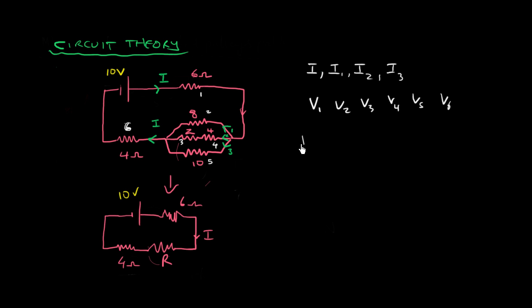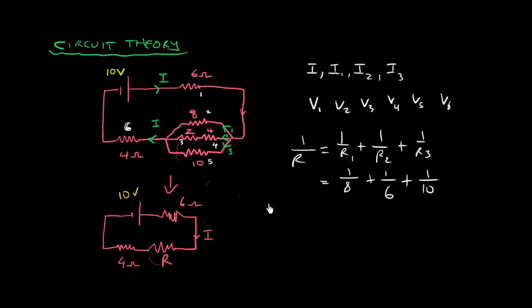What's my formula? Well, 1 over the total resistance that I want is equal to 1 over R1 plus 1 over R2 plus 1 over R3. R1, we said that this was the first branch, so R1 is just 8. R2 is 4 plus 2, because the resistances in series just add up, and the last one is 1 over 10. That's equal to 1 divided by the one that I want. So 8, 6 and 10.